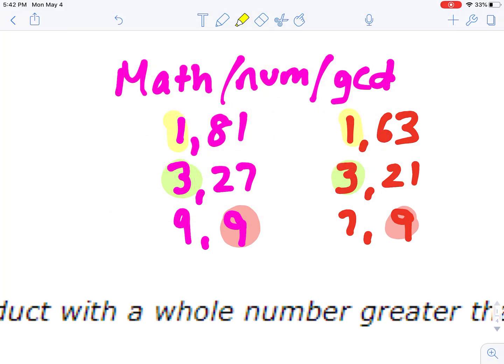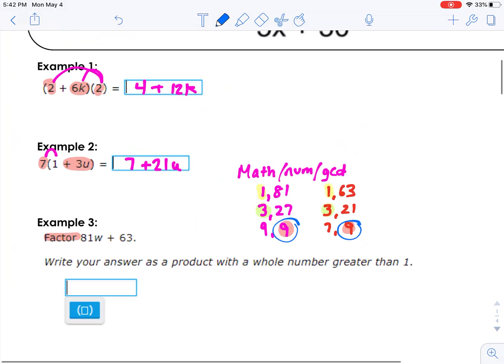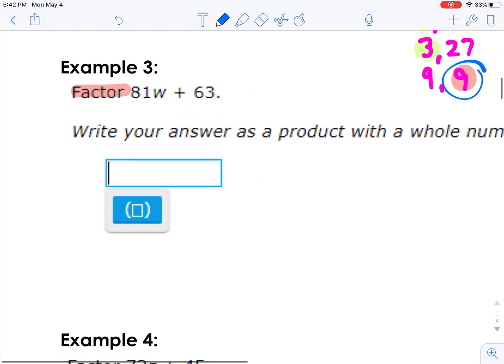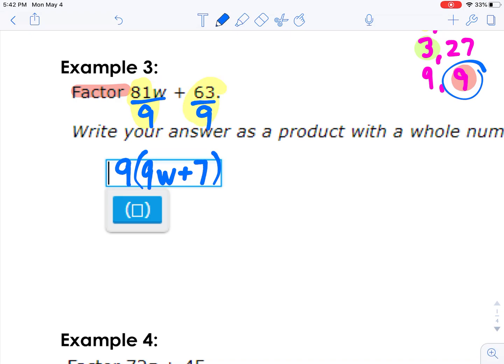So which number do they have in common that is the biggest? That would be 9. So our greatest common factor is 9. That's going to go on the outside. And then we're going to divide each thing by 9. So 81 divided by 9 is 9w, and then 63 divided by 9 is 7.